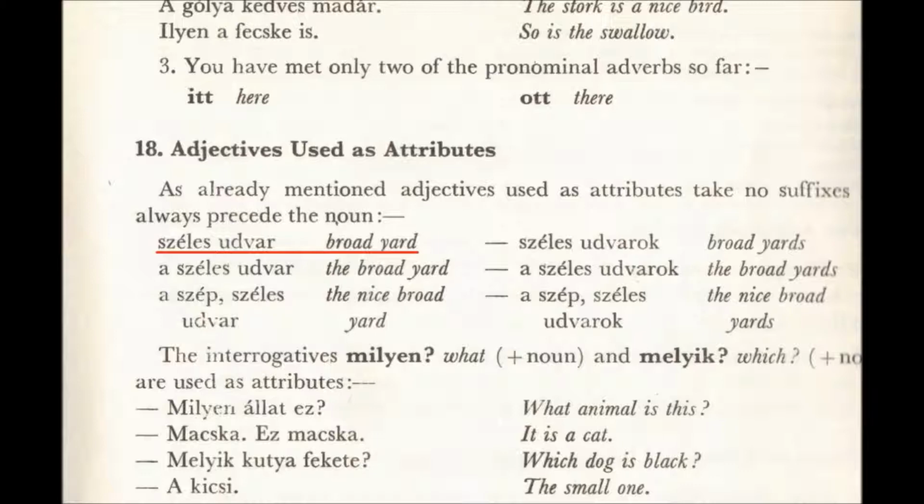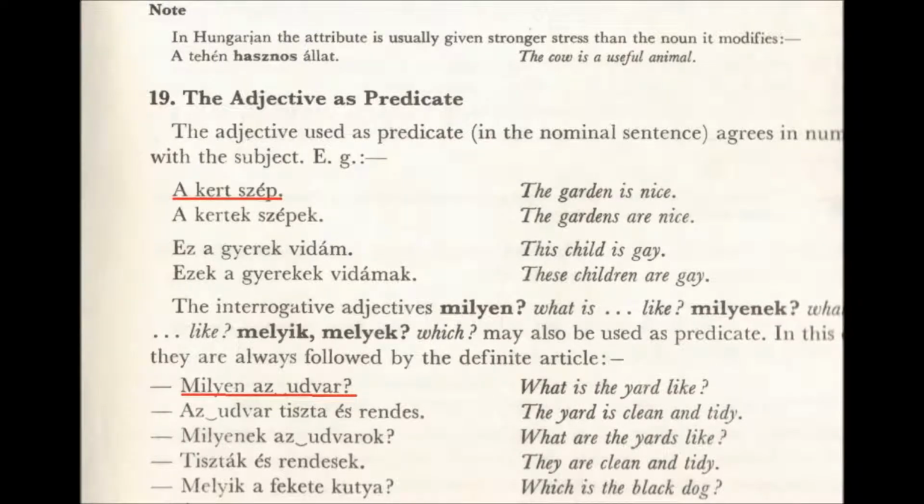And the adjective, word order, a kert szép. The garden is nice. The word order is same in this example. A kert szép, but there is no "is". There's no word for "to be". So they let that out. A kert szép. In plural, a kertek szépek. So the adjective is also in plural form. Szépek.